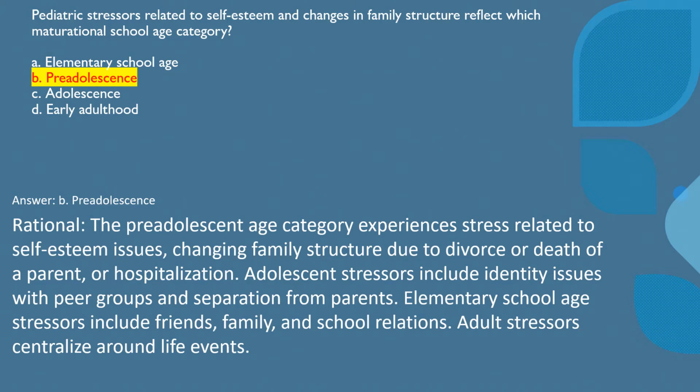Adolescent stressors include identity issues with peer groups and separation from parents. Elementary school age stressors include friends, family, and school relations. Adult stressors centralize around life events.